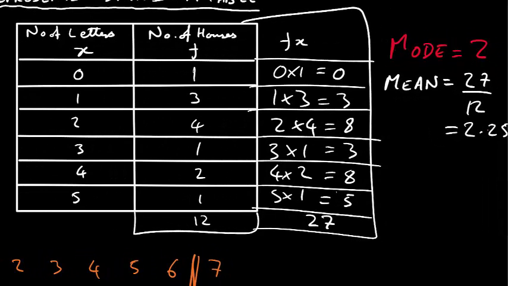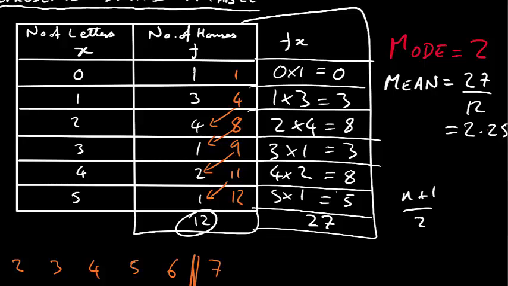Now, how do we do that in the table? Well, we just use something called the cumulative frequency. So we have 1, 3 plus 1 is 4, 4 plus 4 is 8, 8 plus 1 is 9, 9 plus 2 is 11, 11 plus 1 is 12. Remember that 12 corresponds to the total sum of the frequency. So again, just do the n plus 1 over 2 formula. We know that 12 is our total, so it's 12 plus 1 over 2, so it's going to be 6.5. So we're looking for the 6.5 value.